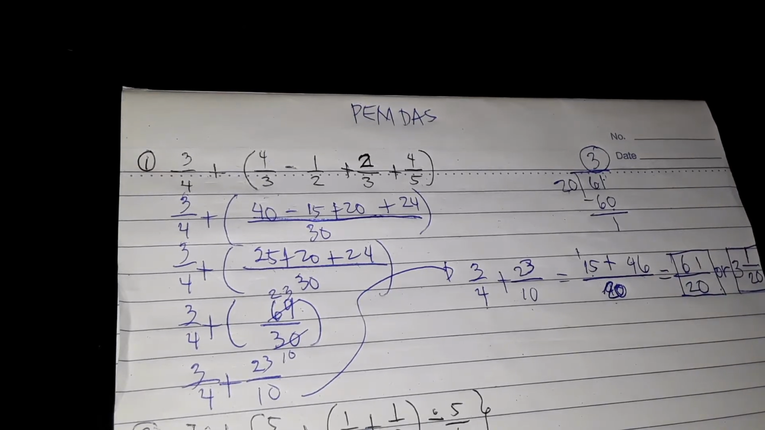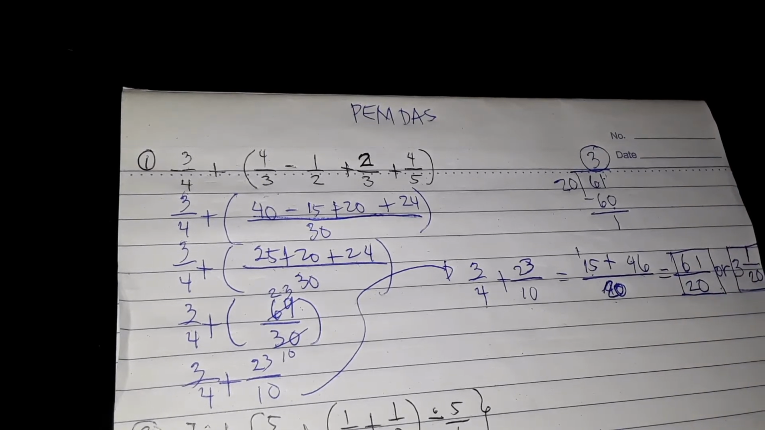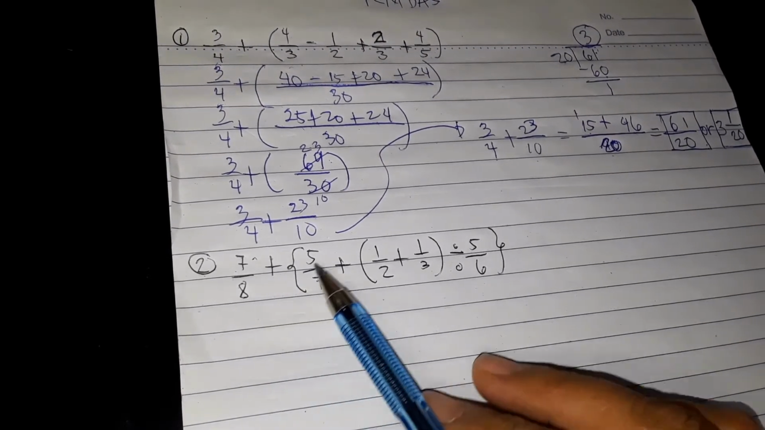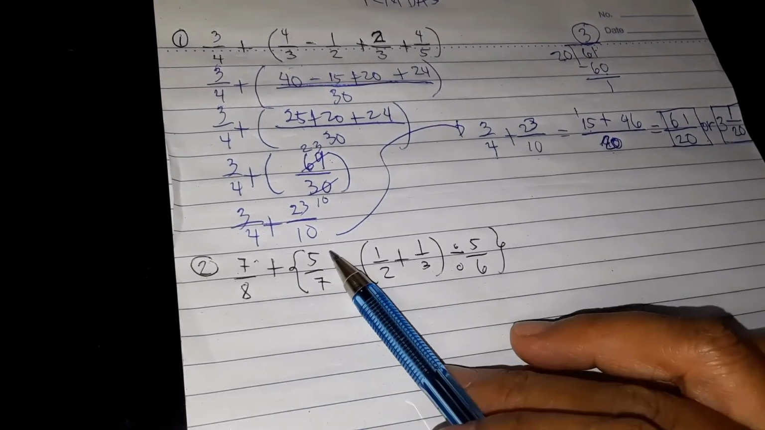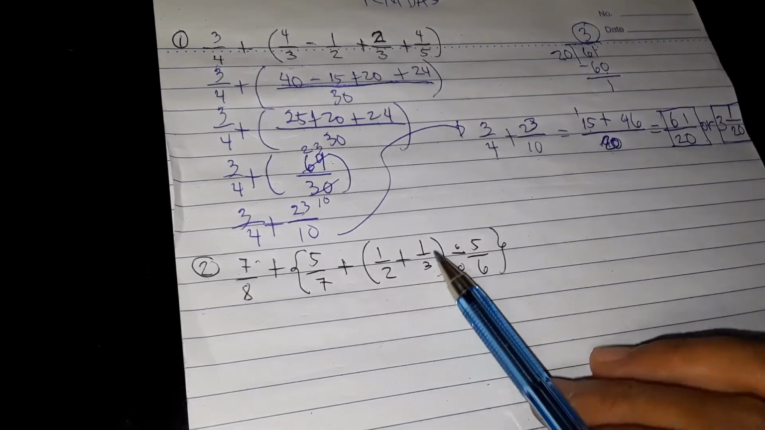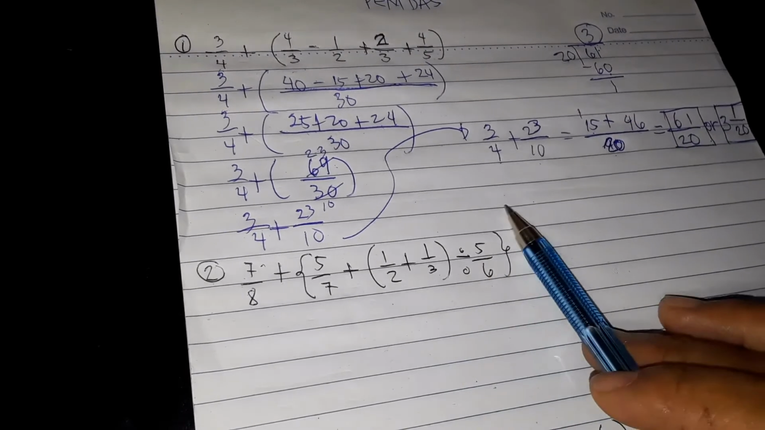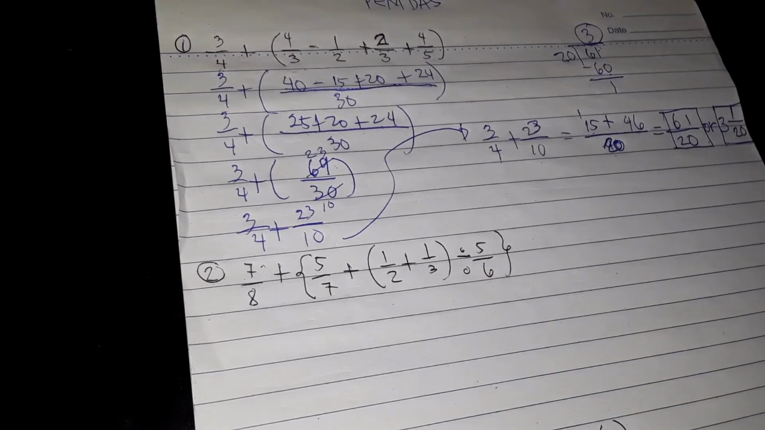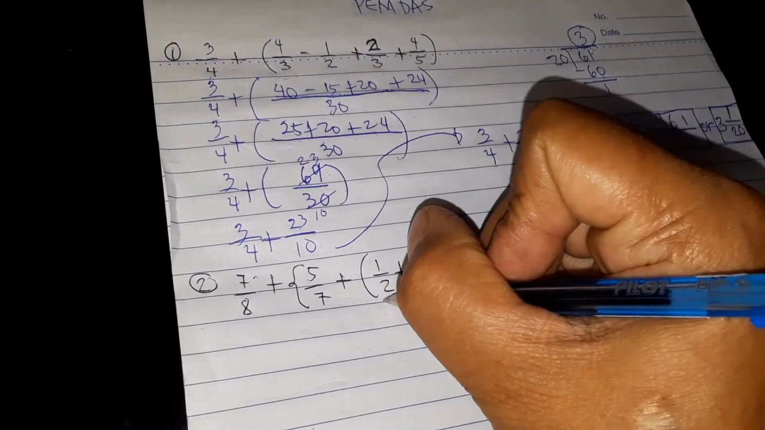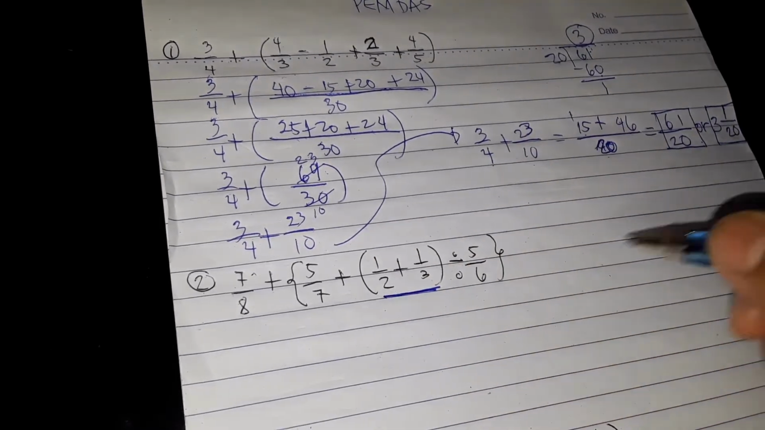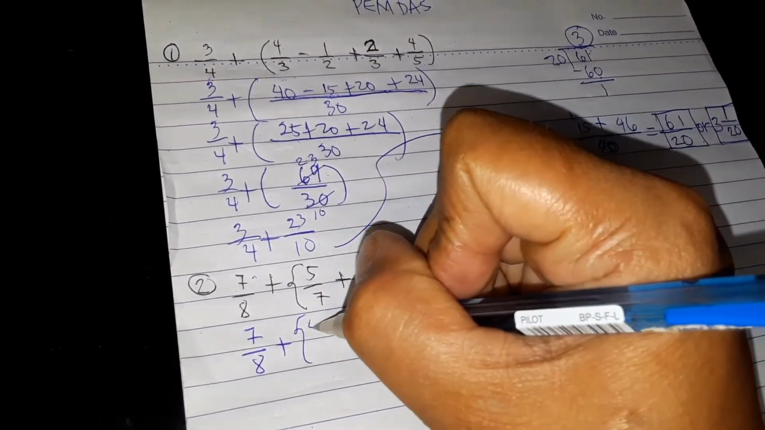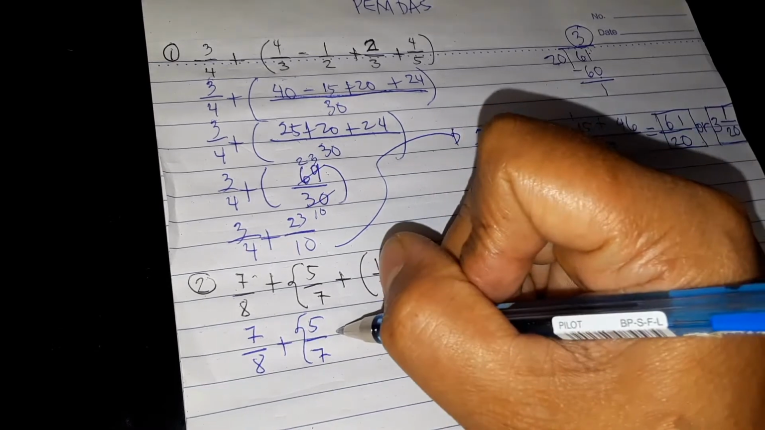Okay? Okay, so next, we have example number 2. We have 7/8 plus braces 5 over 7 plus close and open parenthesis 1/2 plus 1/3 divided by 5 over 6 close brace. Okay, so first, the first step here is the one inside. This one. Okay? So, copy everything. 7/8 plus 5 over 7 plus.